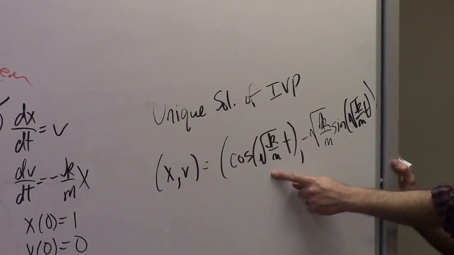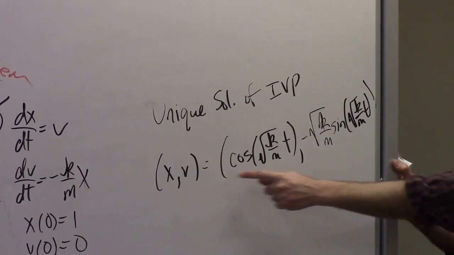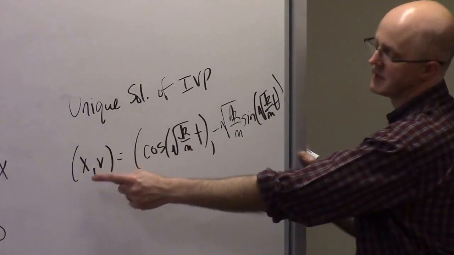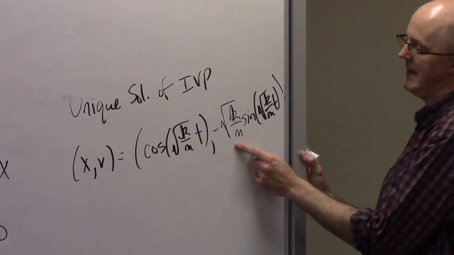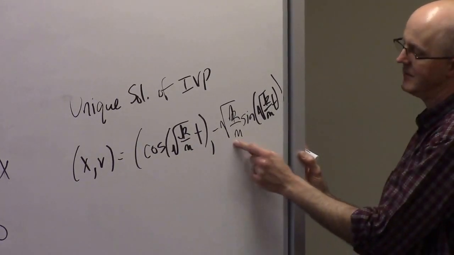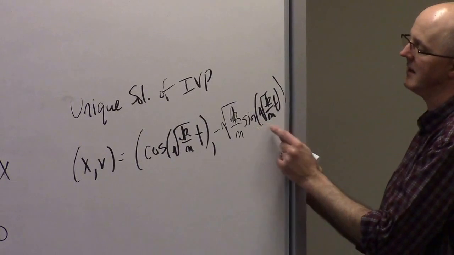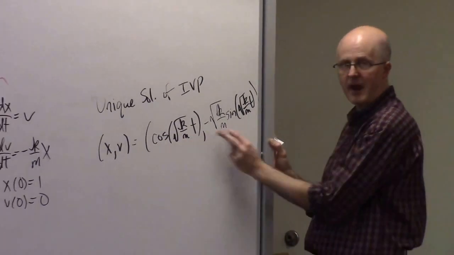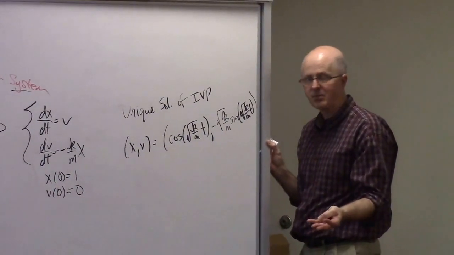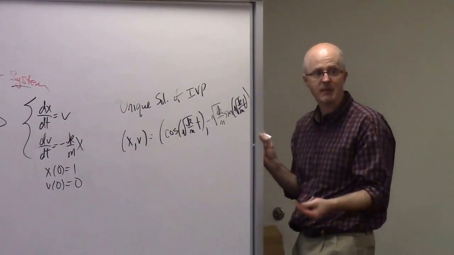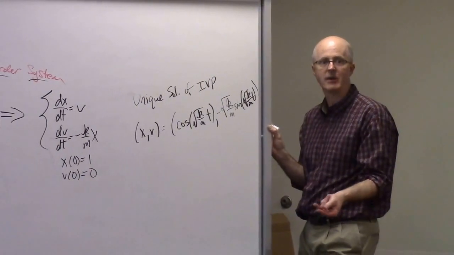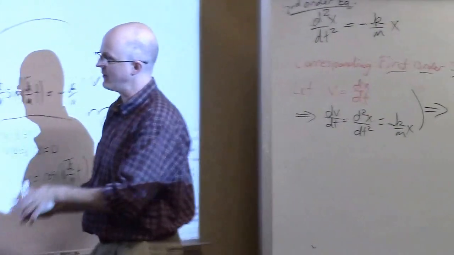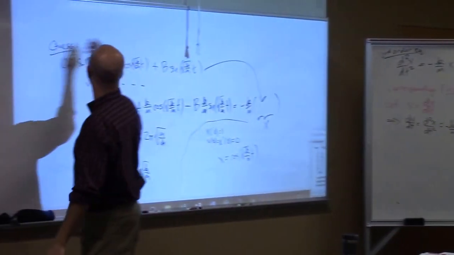Cosine of square root of k over m t is what x is as a function of time. V, the velocity, which is the derivative of x, is the derivative of that. Negative square root of k over m times sine of square root of k over m times t. This is an ordered pair. It's a point in the plane. It's a point that moves as t changes. It's a parametric curve ultimately. It traces out a parametric curve. Let's go ahead and graph that parametric curve on Mathematica.